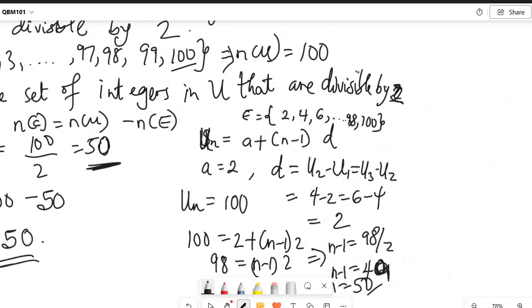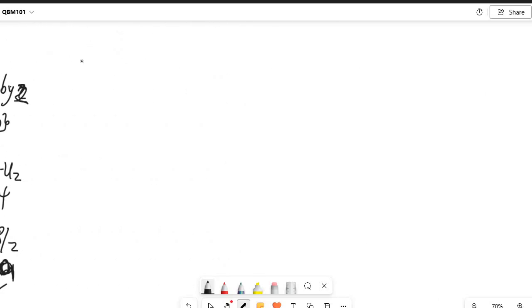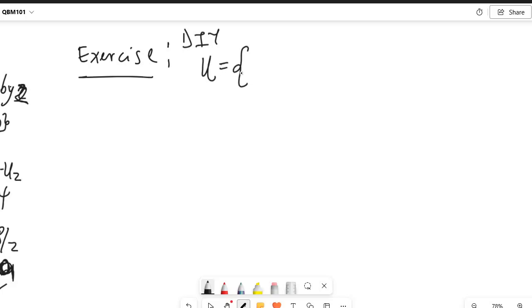Now this is simple. Let me give us an exercise, okay? So try this yourself and let me see your answer in the comment section. All right, DIY. Now the same question. The only difference is, let's assume that your universal set is defined as x, such that x is an element of natural numbers, and of course 0 less than x less than 300.